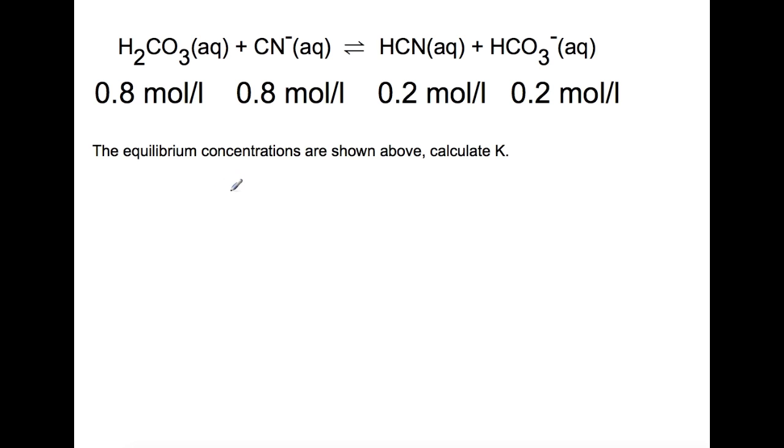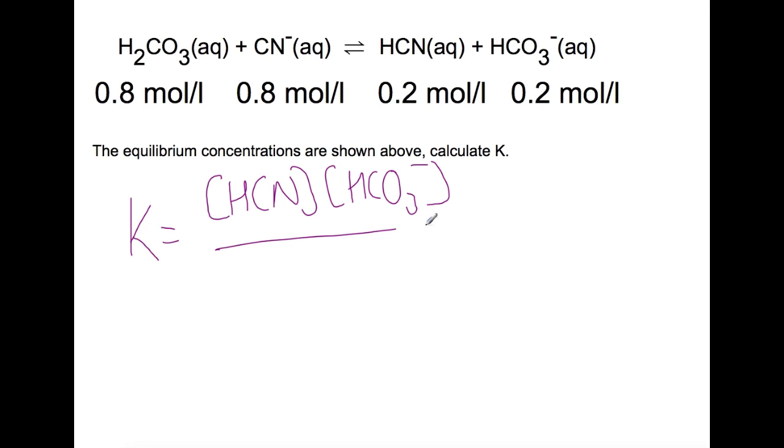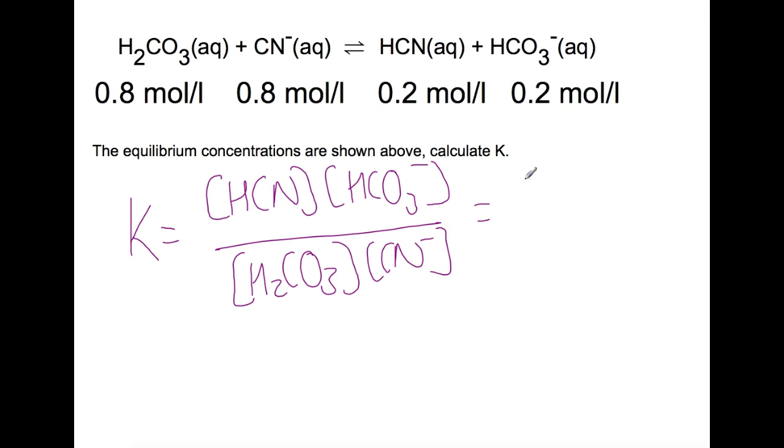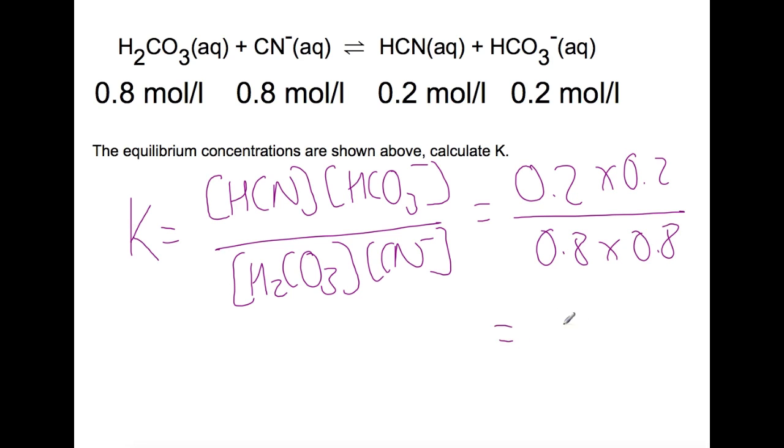Once you have an expression for K, you can then use equilibrium concentrations to calculate a value for K. So here we have a reaction and some equilibrium concentrations. First of all, we need our value for K. And then we can insert the values that we have here. So we'll end up with 0.2 multiplied by 0.2 divided by 0.8 multiplied by 0.8. So overall our K value will be 0.0625 with no units.